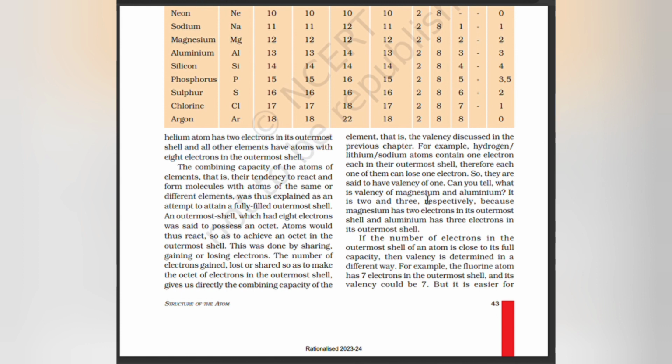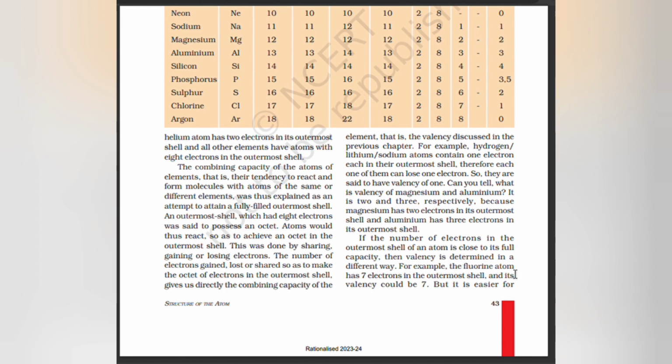Can you tell what is the valency of magnesium and aluminium? It is 2 and 3 respectively, because magnesium has 2 electrons in the outermost shell and aluminium has 3 electrons in the outermost shell. If the number of electrons in the outermost shell of an atom is close to its full capacity, then valency is determined in a different way.